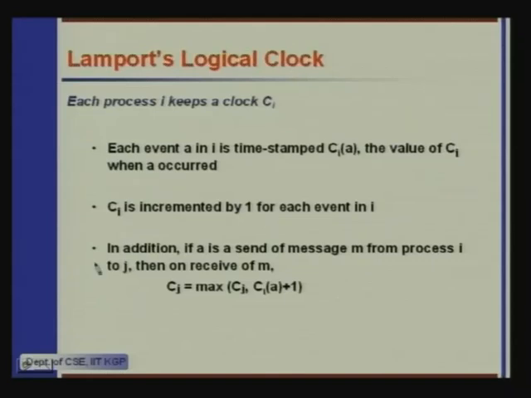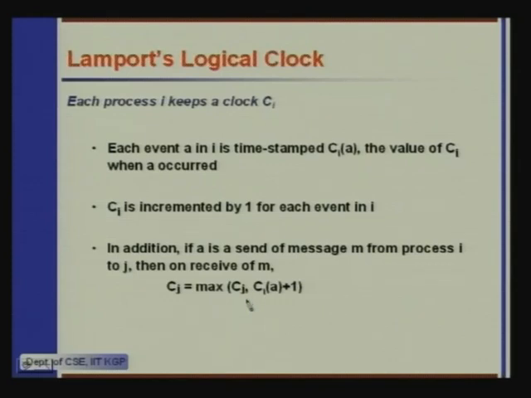locally. And in addition, if a is a send of message M from process i to process j, then the message M is time stamped with the timestamp of a, that is from i. So, C_i(a) is the stamp on the message, and on receive of the message M, the process j recomputes its clock as max of its existing value of clock and 1 plus C_i(a).